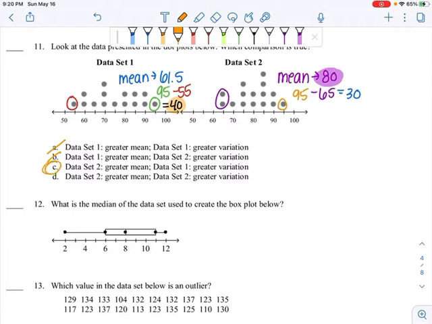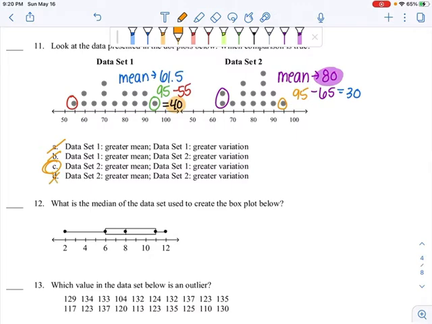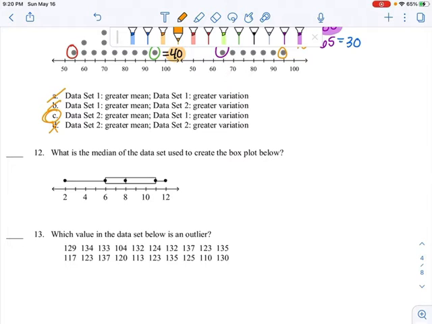Okay, number 12, it says, what is the median of the data set used to create the box plot below? Remember, the median is just that middle number. So the median is 8. That's a super simple one.